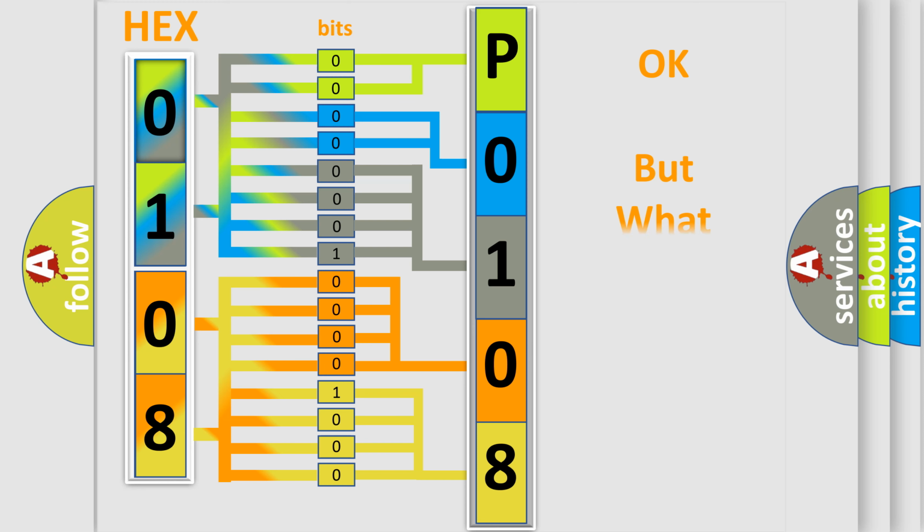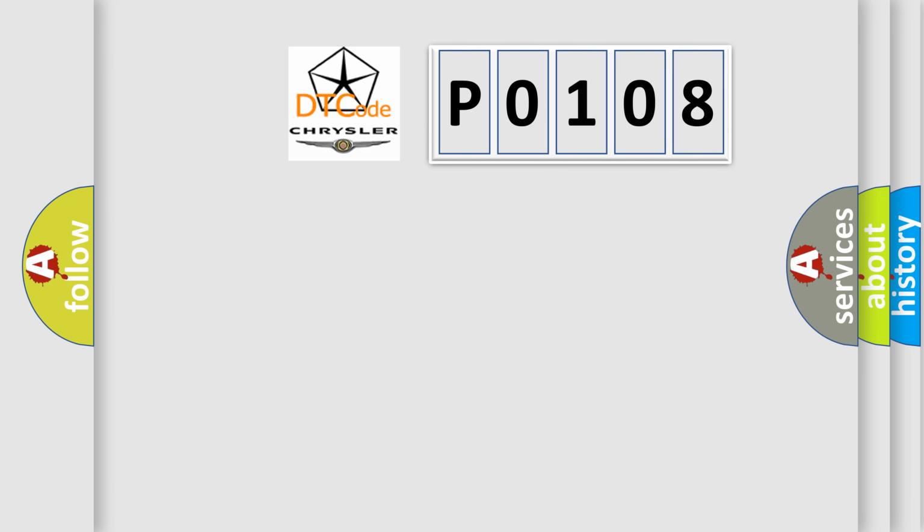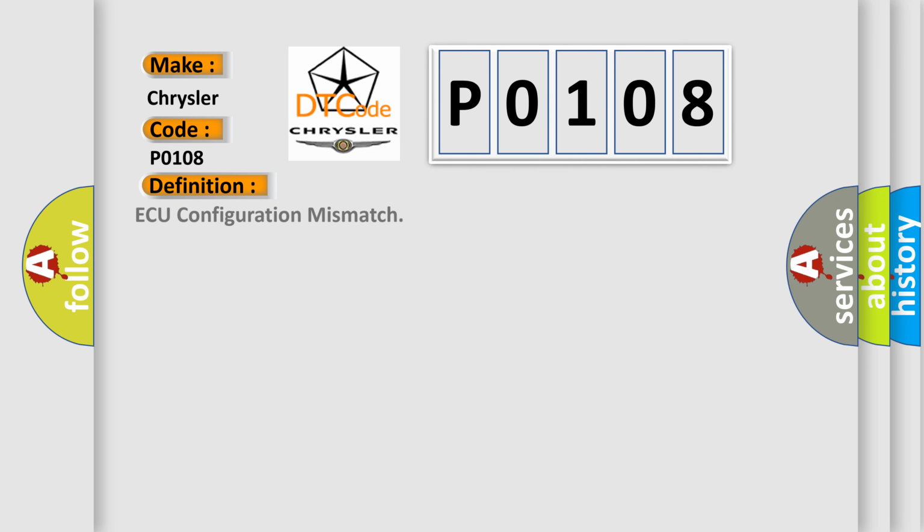The number itself does not make sense to us if we cannot assign information to what it actually expresses. So, what does the Diagnostic Trouble Code P0108 interpret specifically for Chrysler car manufacturers? The basic definition is ECU Configuration Mismatch. And now this is a short description of this DTC code.